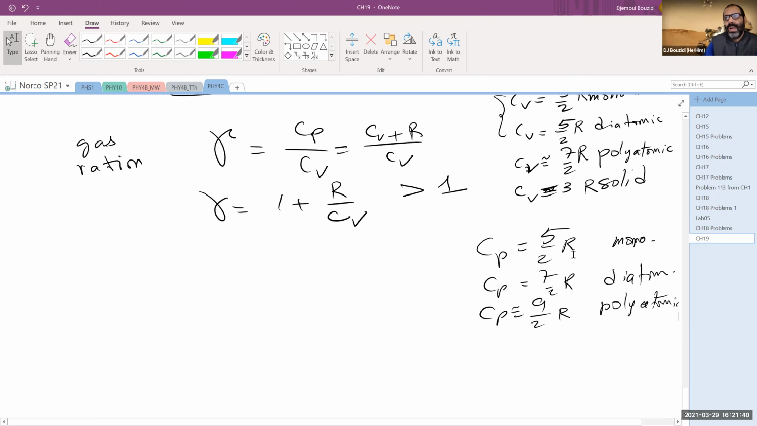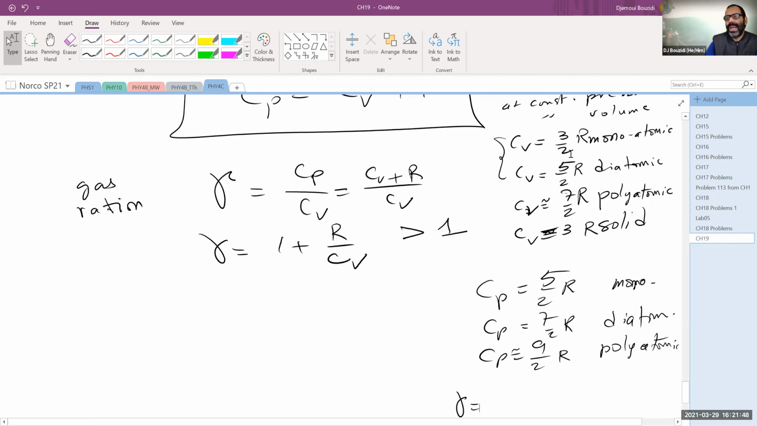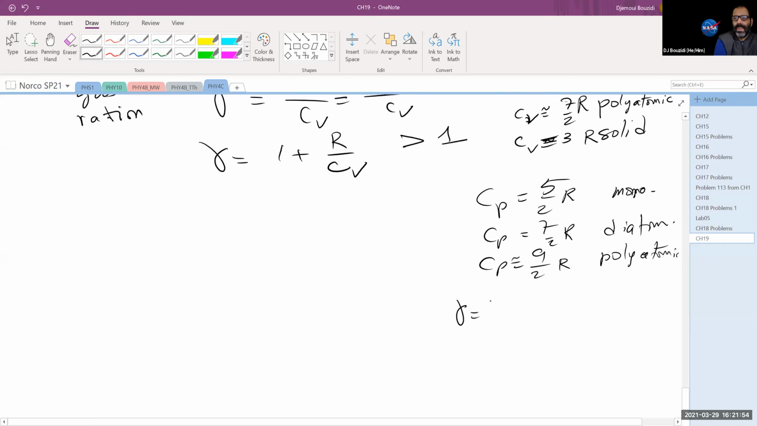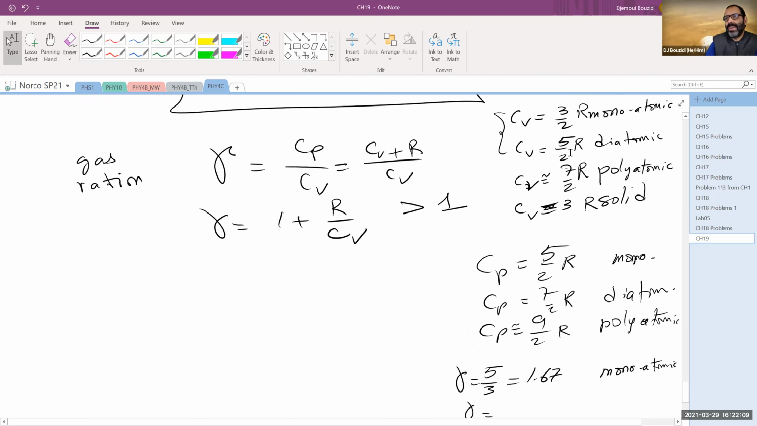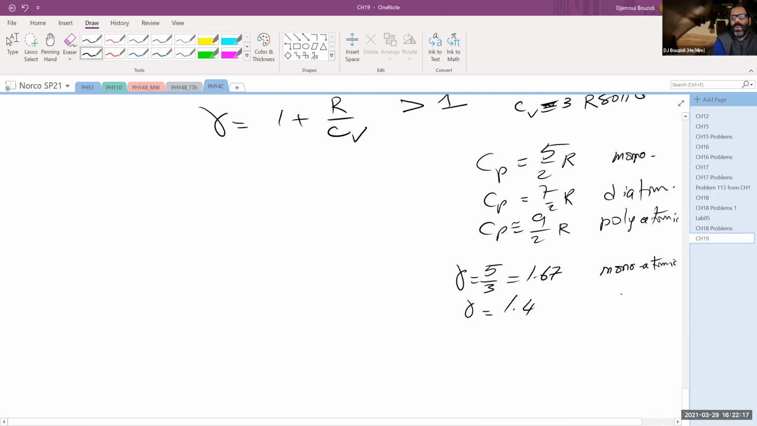So how much is gamma now? Gamma for all of these quantities is 5/2 of an R divided by 3/2 of an R for a monoatomic gas. The R cancels the R, the half cancels the half, and you'll be just left with 5/3. And this is 1.67 for a monoatomic gas. For a diatomic gas, it's going to be, again, 7/2 divided by 5/2. R cancels the R. So at the end, you'll be dividing 7/5, which is 1.4, which is a typical number for a diatomic gas, for example, the air.